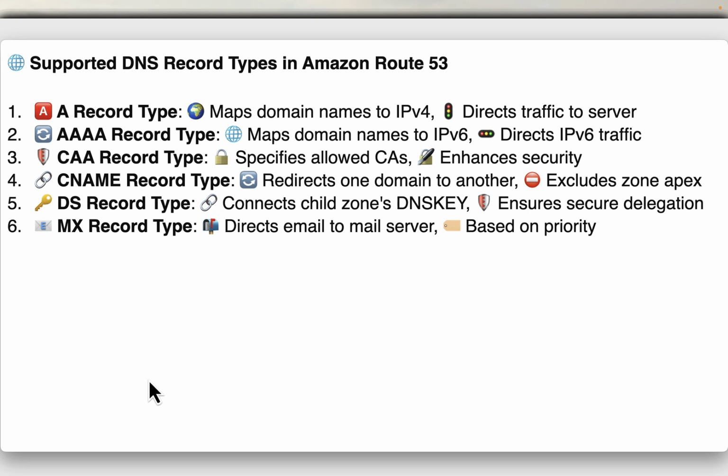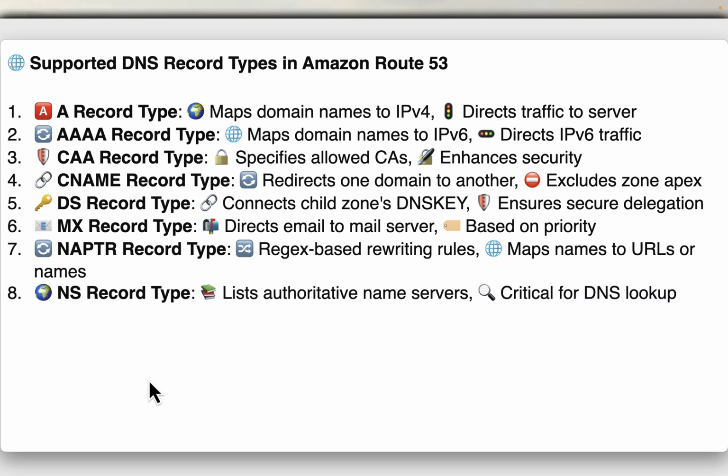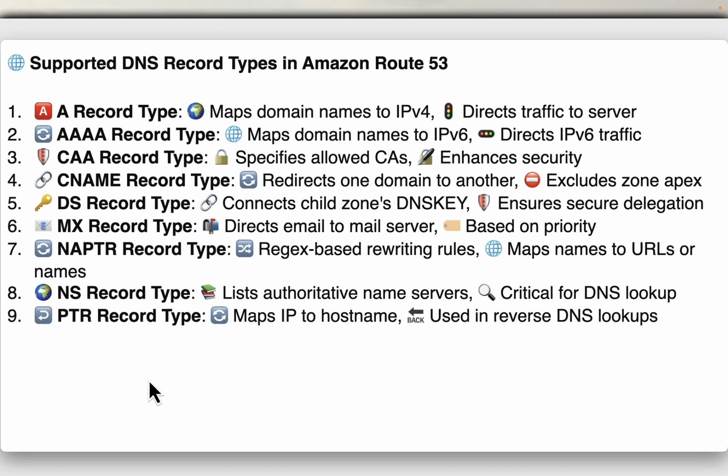Sixth, MX record type directs email to a mail server based on priority to facilitate email delivery. Seventh, NAPTR record type enables the use of regular expression based rewriting rules to dynamically map domain names to URLs or other domain names. Then NS record type lists the authoritative name servers for a domain, and this is used for the DNS lookup process. Then you have PTR record type, which maps an IP address to a canonical hostname, primarily used in reverse DNS lookups.